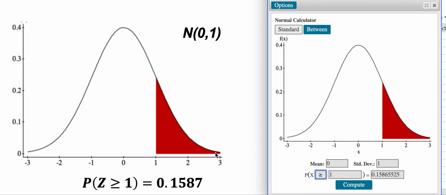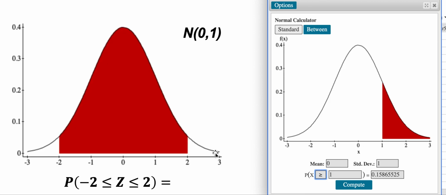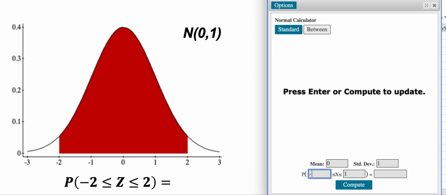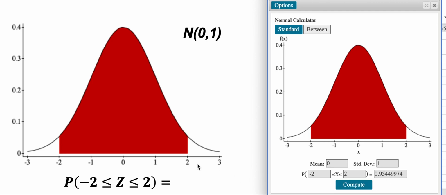All right, what about finding the probability of being between two values? So what's the probability that z is between -2 and +2? So as I mentioned before, we'll press the Between tab up here, and it'll find the value between two values. So I'll just tell it to look for the area between -2 and +2, and press compute, and it finds that the area is 0.9545 if we round.